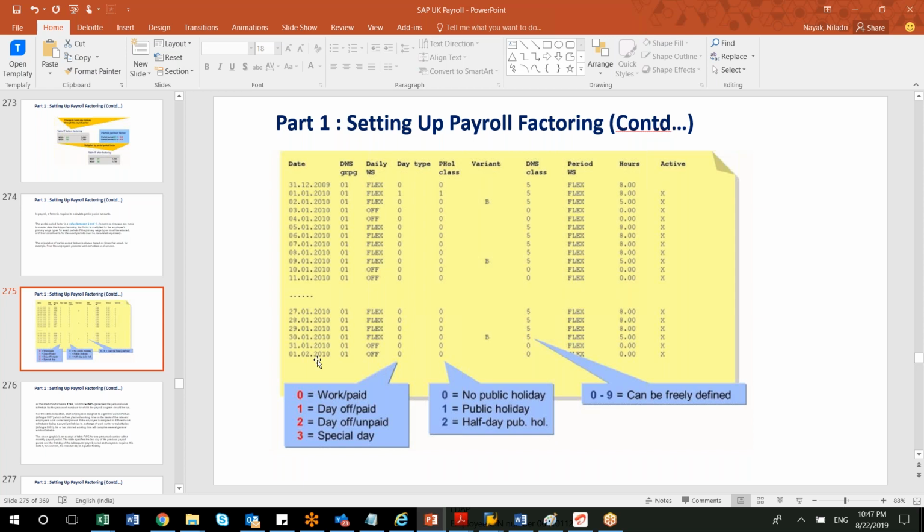Mostly, if it is a working day, it means a full day, say 8 hours or 9 hours, depending on your work schedule. So that number of working days is what the system will consider.